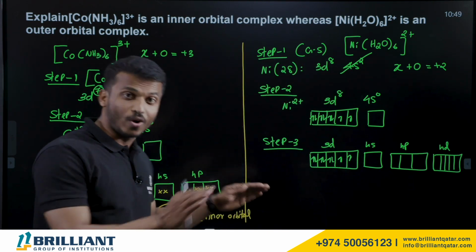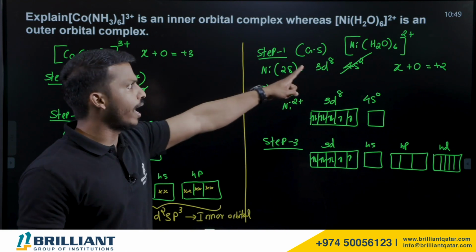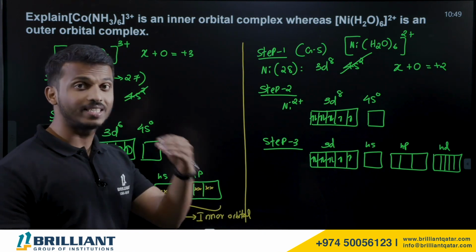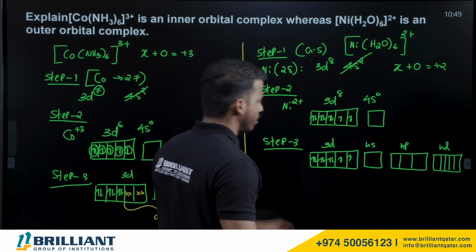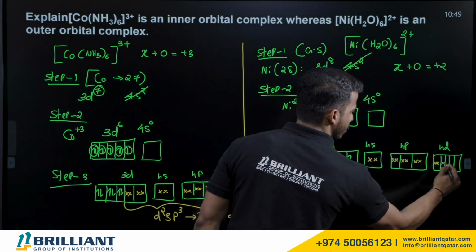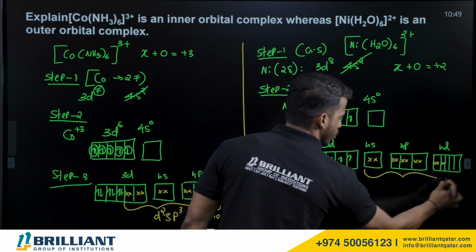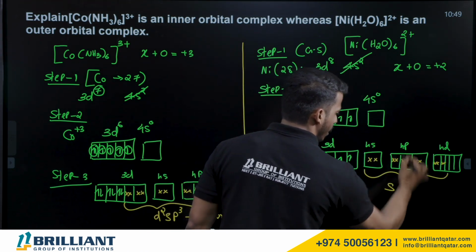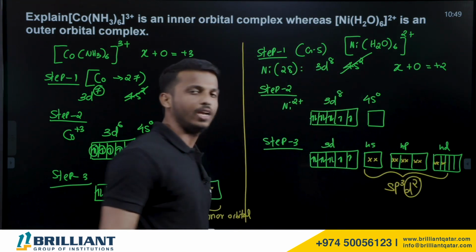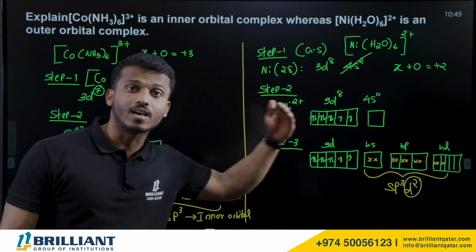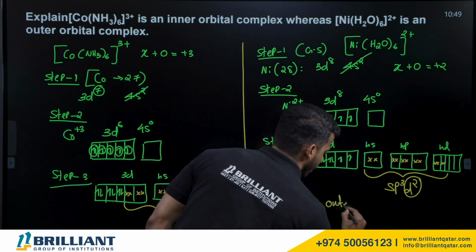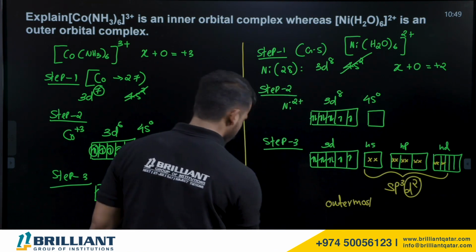Dear student, here pairing does not happen. Therefore, it's paramagnetic. And in total you have to occupy 6 water ligands, right? 6 aqua ligands. So you have to provide 6 vacant sites. So where are the vacant sites? 6 vacant sites. This 1, 2, 3, 4, 5, 6. So let us mix those orbitals. S orbital, 3p orbital and 2d orbital, sp3d2. See, sp3d2 means octahedral geometry where they are taking outer d orbital. Therefore, this is called what? Outer orbital complexes.